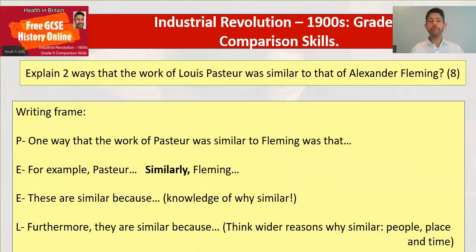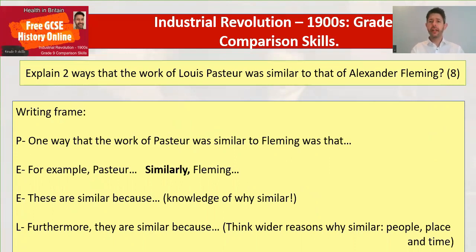Obviously, here's our writing frame. One way the work of Louis Pasteur and Fleming was similar was because, and explain your answer. For example, Pasteur did this, similarly, Fleming did this. These are similar because, and explain why they're similar. And then you can do a furthermore, explaining why they're similar in more depth for the top level answers.